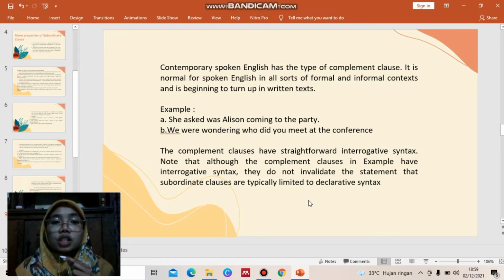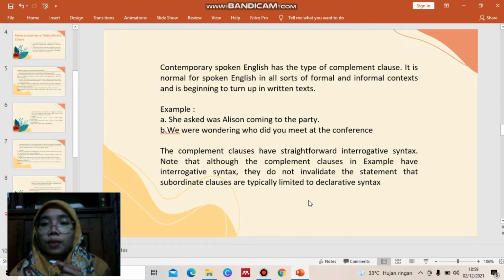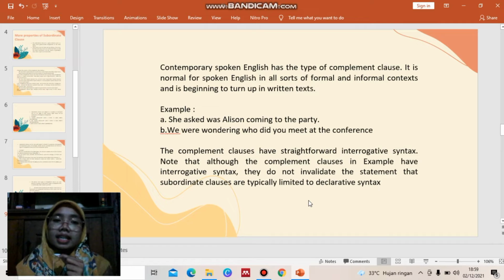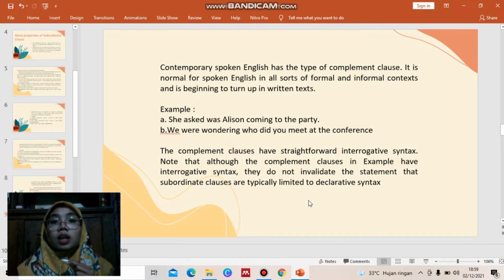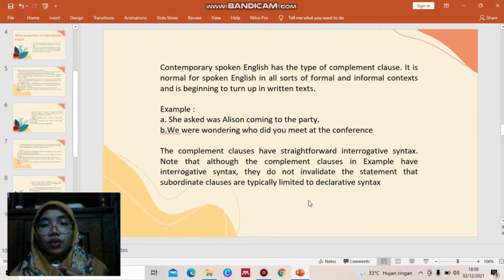It is normal for spoken English in all sorts of formal and informal contexts and is beginning to turn up in written text. For example, she asked, was Alison coming to the party? And we were wondering who did you meet at the conference. The complement clauses have straightforward interrogative syntax. Note that although the complement clauses in these examples have interrogative syntax, they don't invalidate the statement that subordinate clauses are typically limited to declarative syntax.